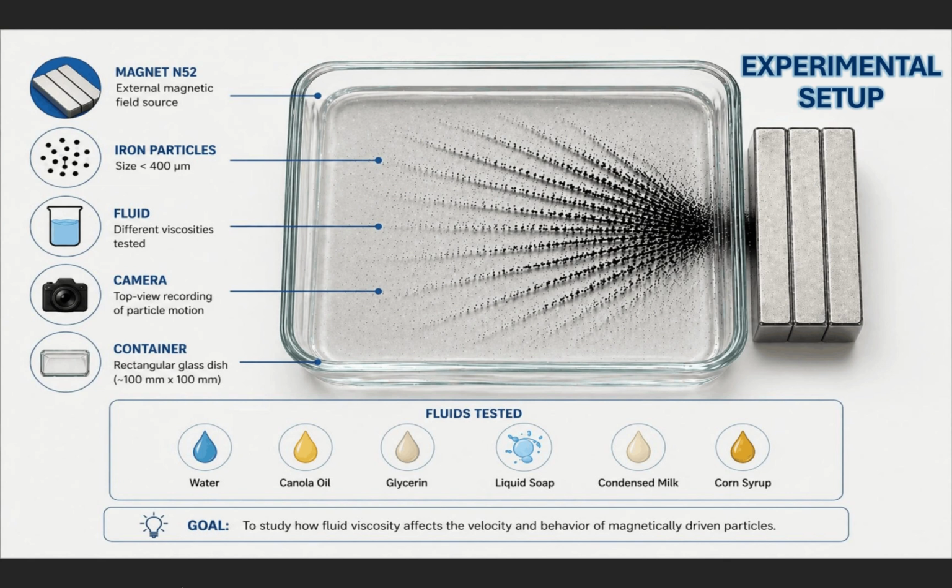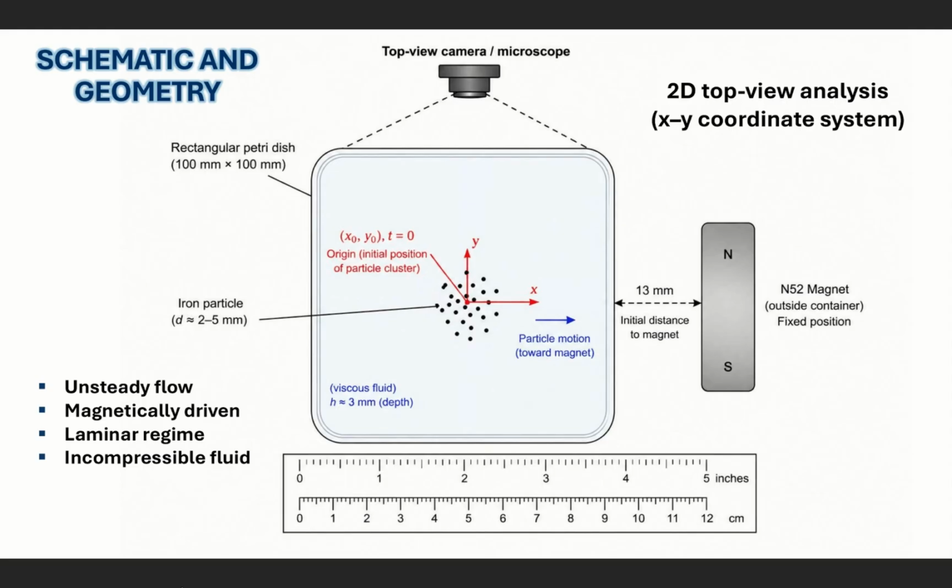Our experimental setup used a 100 by 100 millimeter polystyrene Petri dish, shallow enough for quasi-2D motion analysis, and then a magnet was fixed outside the container. Iron-filling particles were placed in the fluid system, and finally, a fixed overhead camera recorded all particle motion. So here is the schematic of our experimental setup.